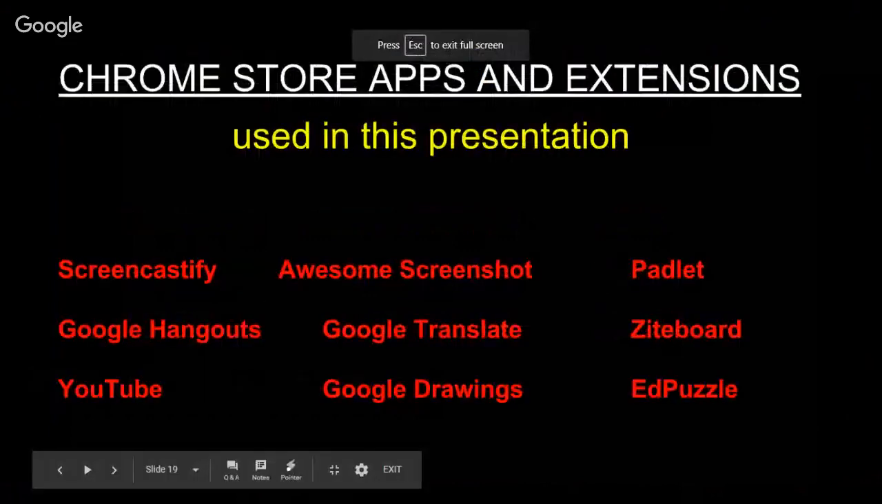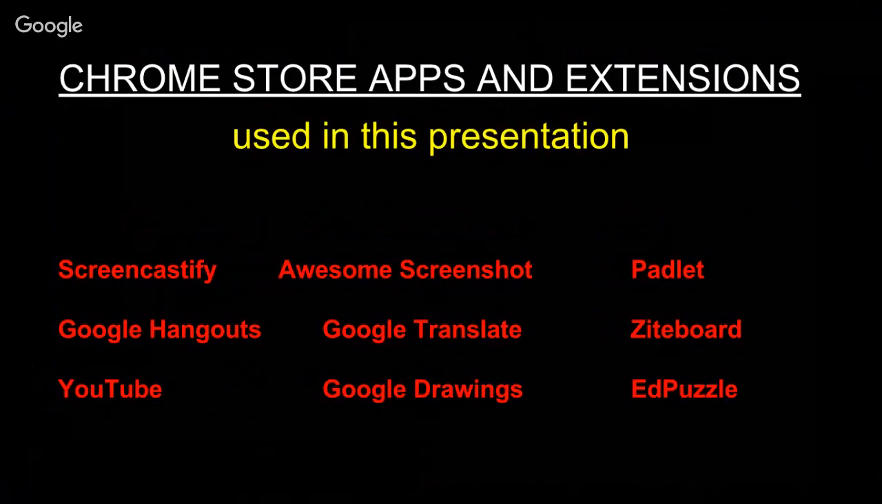So I wanted to tell you some of the Chrome Store apps and extensions I used in this presentation. If you have the G Suite of apps, this is free too. There are hundreds, if not thousands, of things in the Chrome Store apps and extensions. The things used in this presentation include Screencastify, Hangouts, YouTube, Awesome Screenshot, Google Translate, Google Drawings, Padlet, and this is just a few out of many things that you'll find in there.